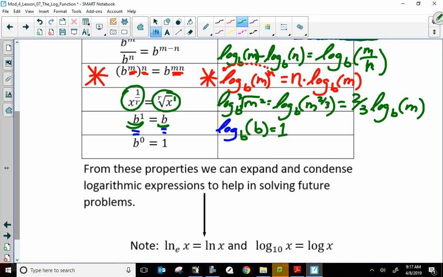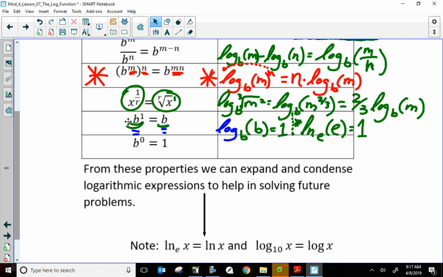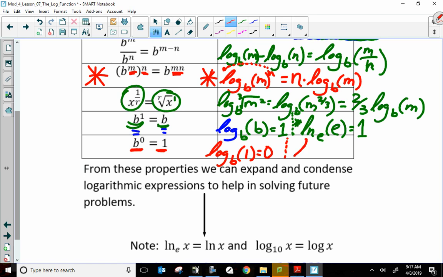Now, same thing goes for ln. The base of ln is e. So anytime we take the natural log of e, it's always equal to 1. This is a big one in calculus, and here as well in algebra 2. And last but not least, anything to the power of 0 is 1. So if I take the log of any base, what exponent makes it equal to 1? 0. Same thing for ln. If I put a 1 right here, it's 0.